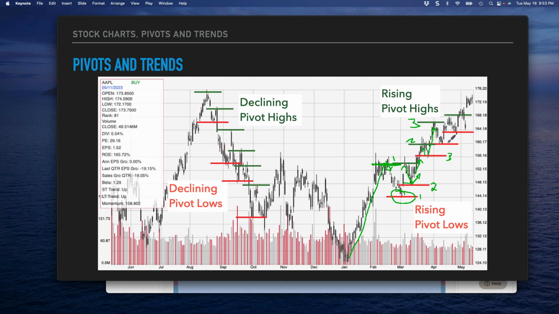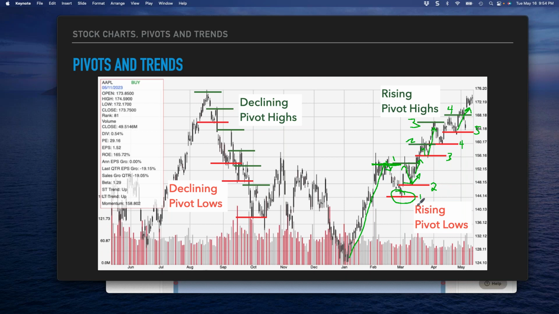So it falls back. It finds this previous break of this pivot high level as new support at around 160, giving us pivot low number 4. That rallies up to about 168.50 to give us pivot high number 4. And then we have pivot low 5 here around 164 that occurs in late April and gives the stock momentum to continue moving, as we can see towards the end of the chart, up above the 170 range.